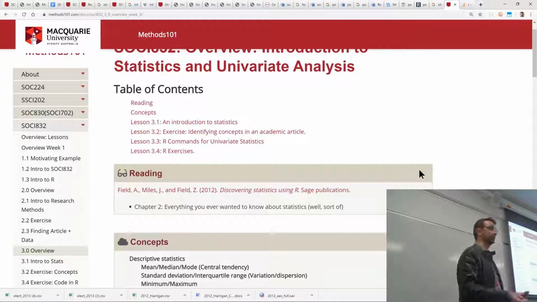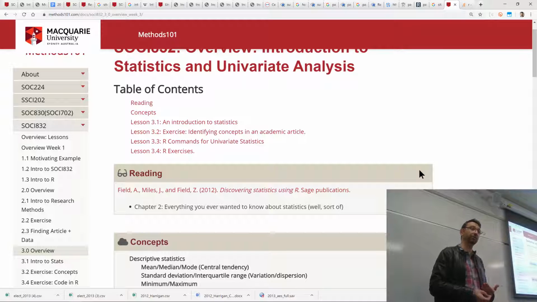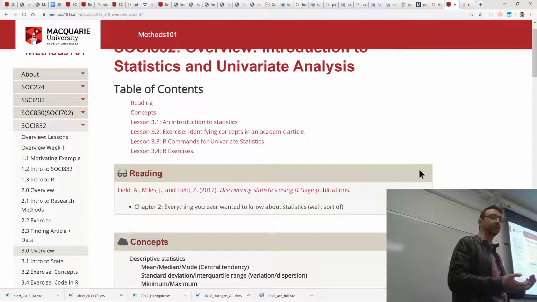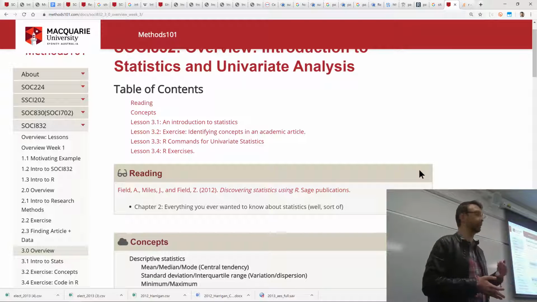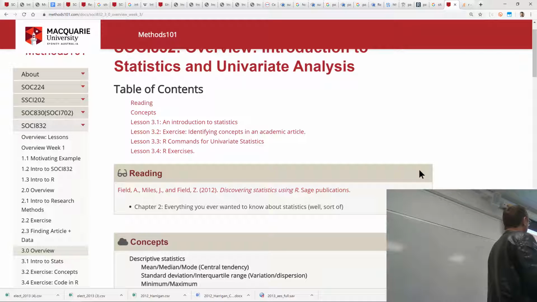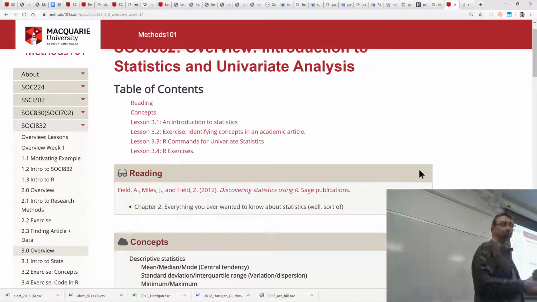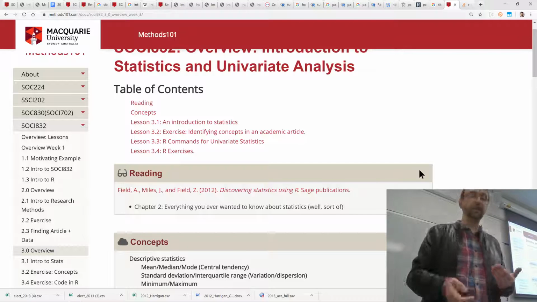Week 2, we did an introduction to research methods where we had a refresher on research methods, talking about issues of measurement and validity and so forth. And then this week, we're doing a bit of a refresher course in statistics. It is by necessity brief.